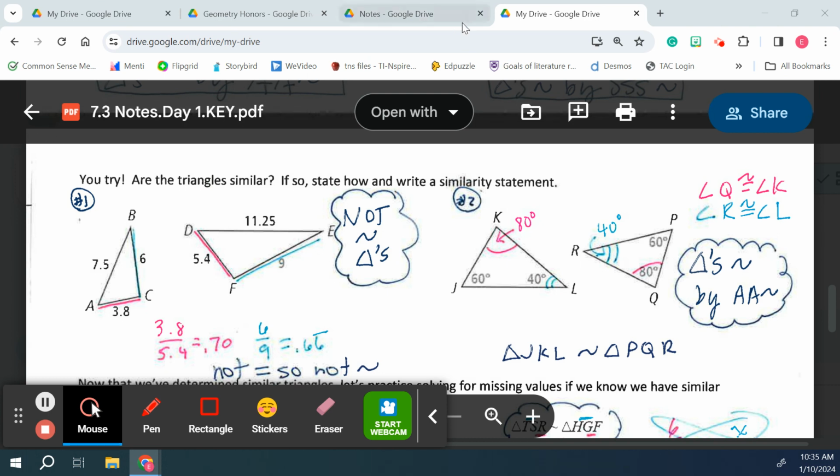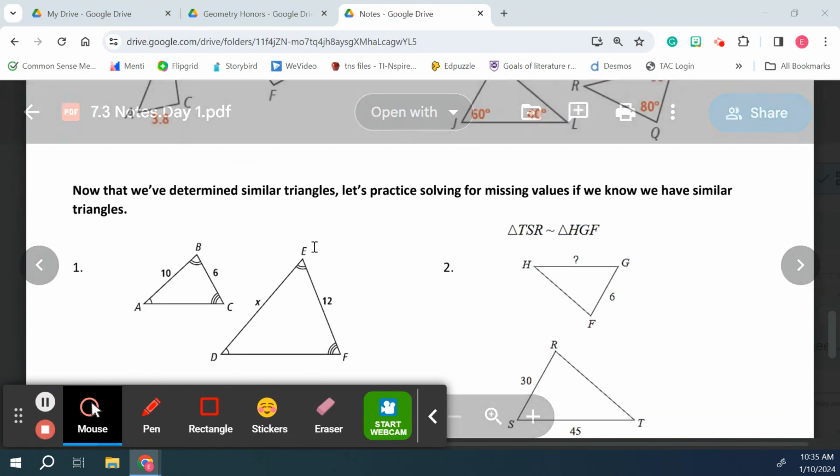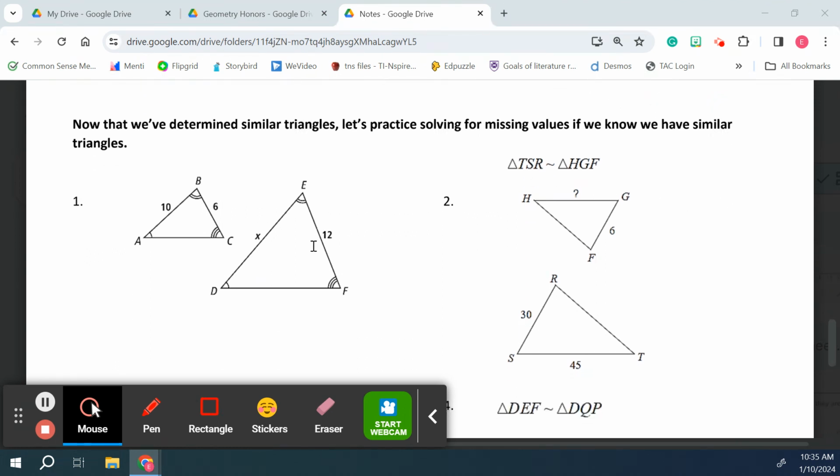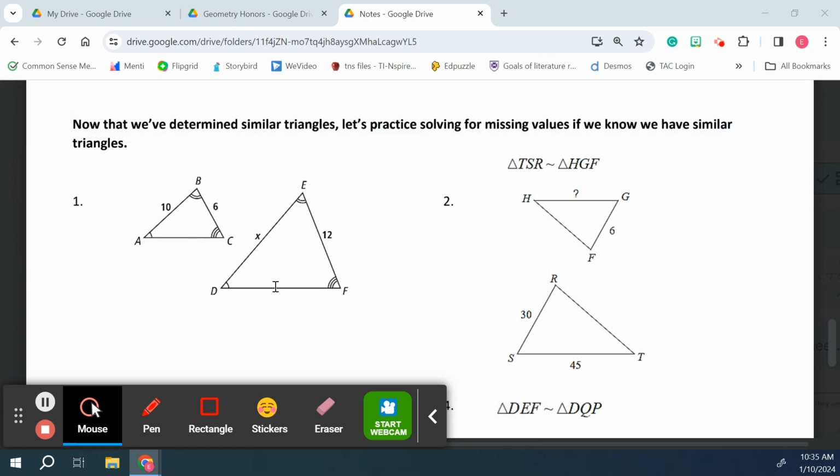All right, let's take a look at the next one. It says, now that you've determined similar triangles, let's practice solving for missing values if we know we have similar triangles. So in this case, we're not determining if they're similar, they're telling us that they're similar, all right? And that means we're going to have to find a missing side. So if we look, we see that these are similar by angle because they're showing us through these tick marks that the angles are congruent, okay?